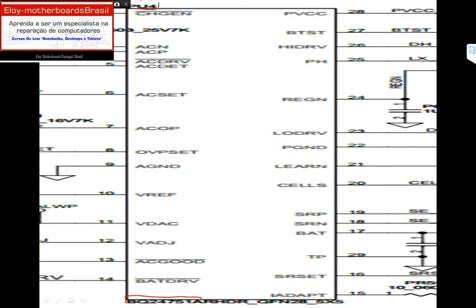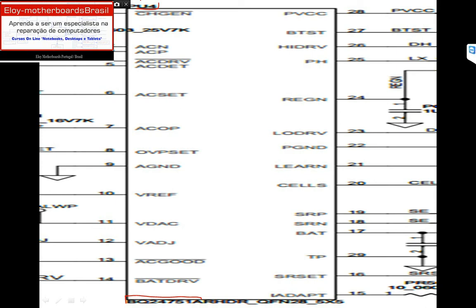Pin 6, AC settings. This AC settings is the input pin for the configuration of the current of the DC jack. And then we have AC operational, OVP set. OVP is over protection settings, AGND analogic GND, V reference voltage reference, pin 11 VDAC, voltage from this converter, digital to analog converter. It will convert zeros and ones to voltage, to 3, 4, 5, 6 volts.